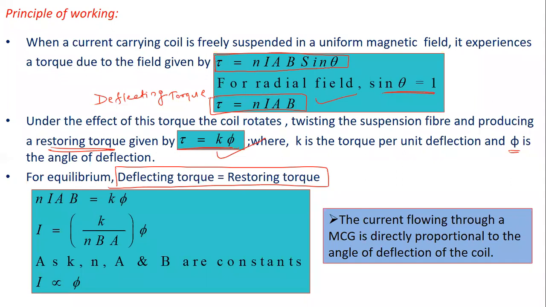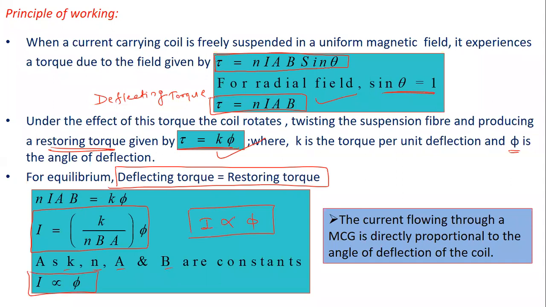So we get the formula NIAB is equal to K into phi. So phi is the angle of deflection. So we get the formula I is equal to K divided by NBA into phi. So this is the current passing through the coil. So here N, A, B are constant. K is already constant. So here we can write I proportional to phi.